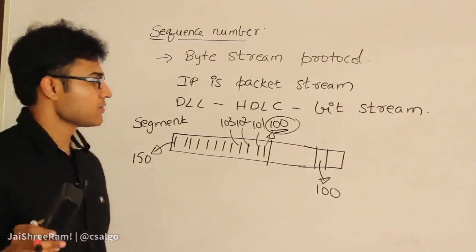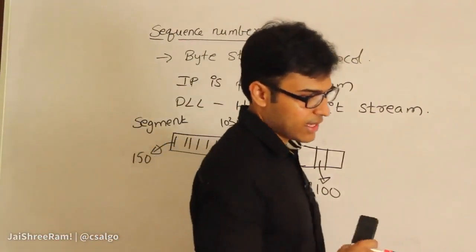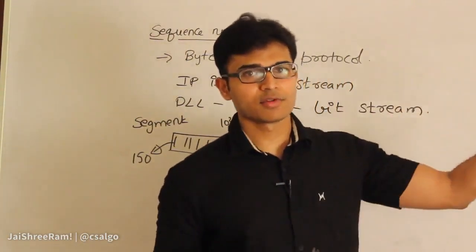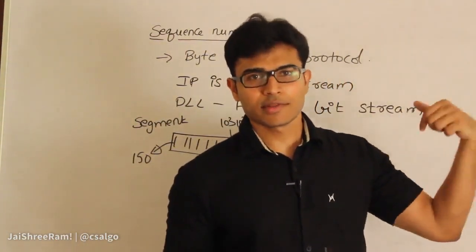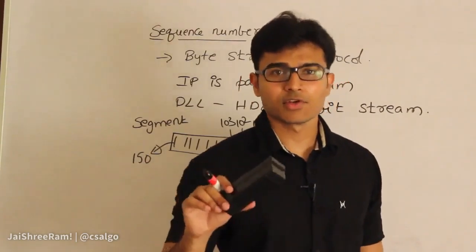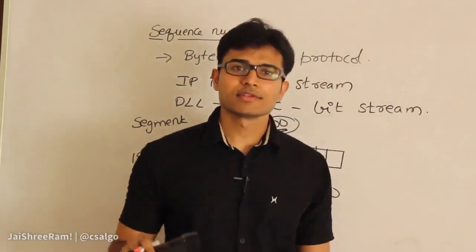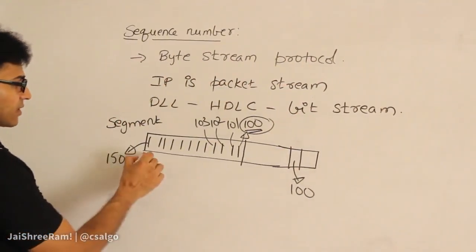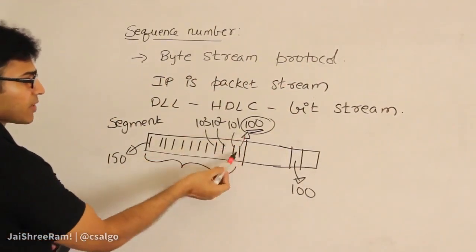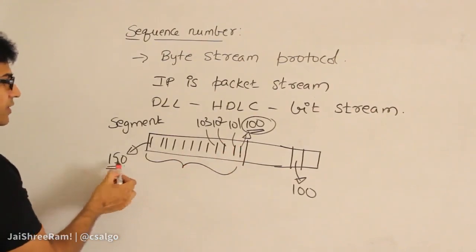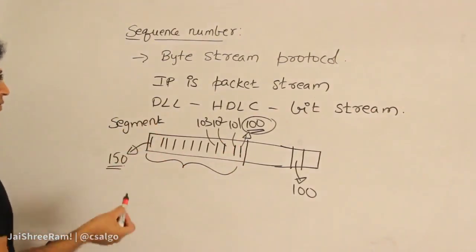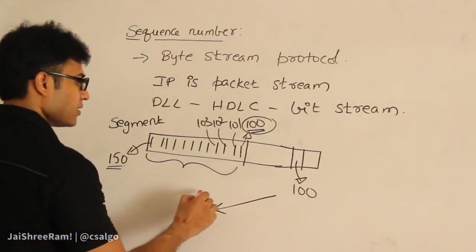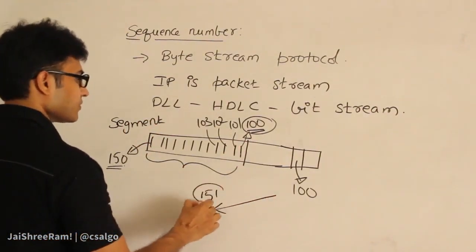And now look at the next one. The next field is the acknowledgement number. When you send a segment, the other side is going to send you an acknowledgement. The acknowledgement number is always the sequence number of the byte expected next. Which means if in this segment you are sending the numbers 100 to 150, then the next byte expected will be 151. Therefore, the acknowledgement number for this packet will be 151.